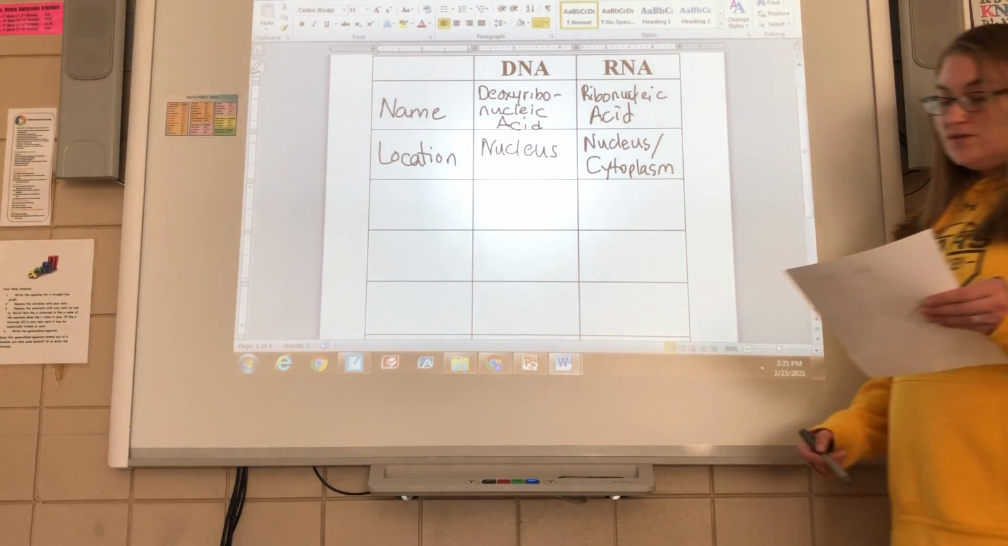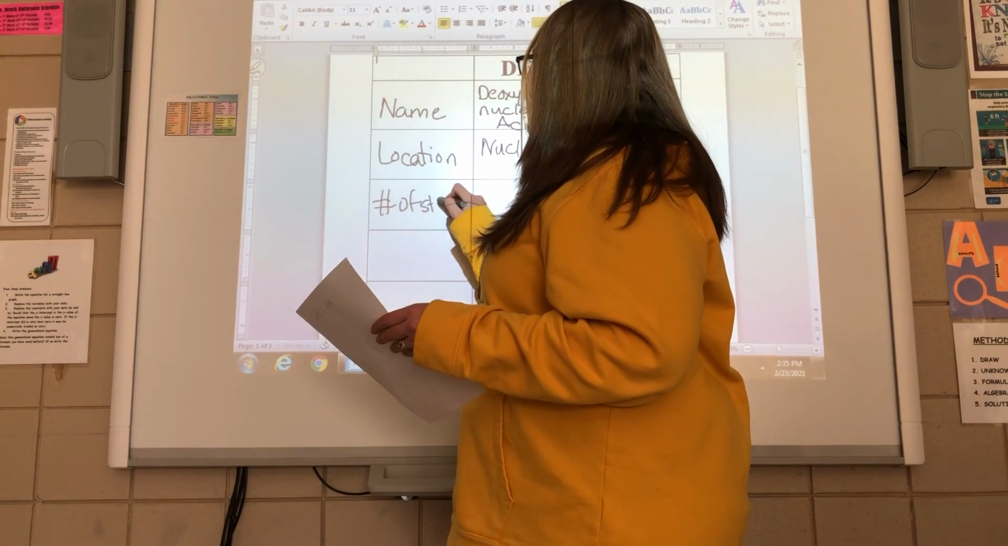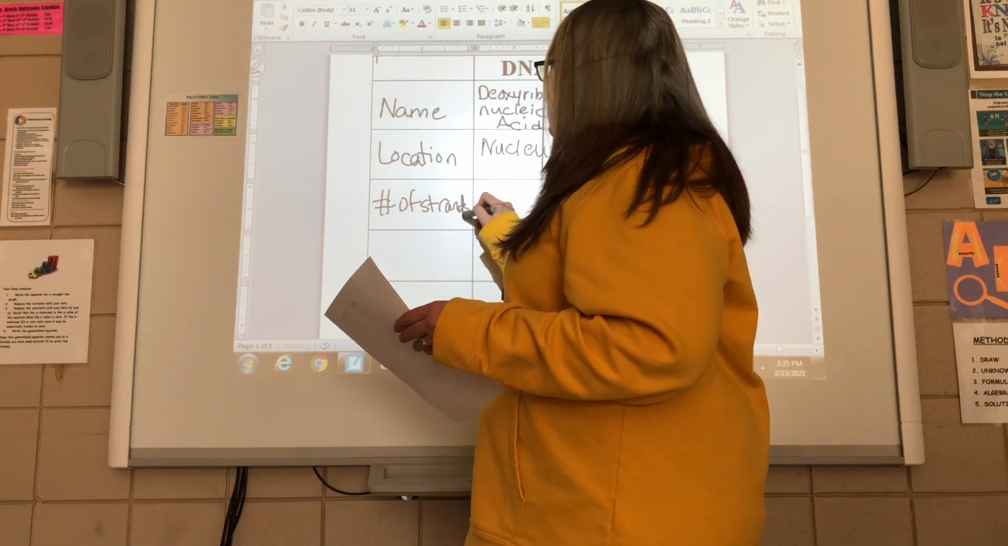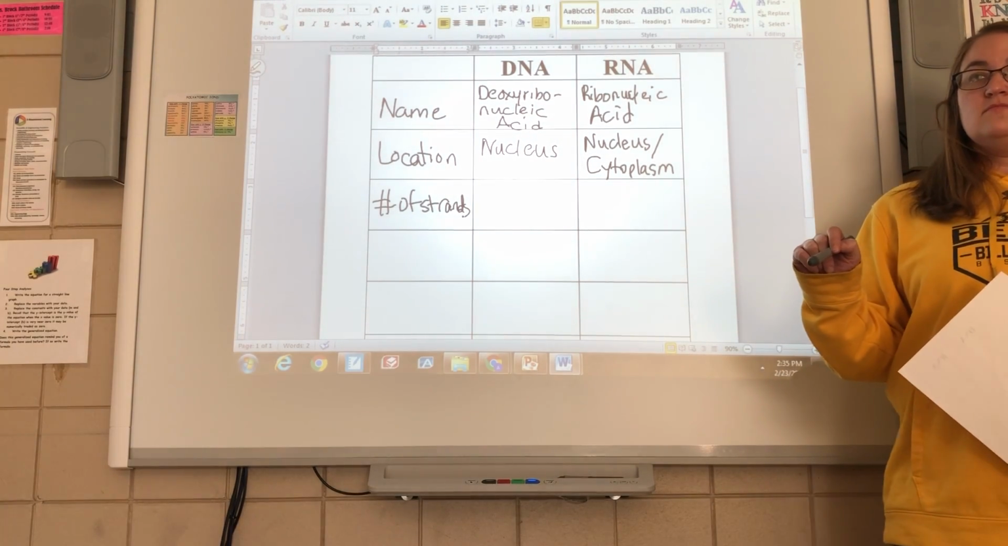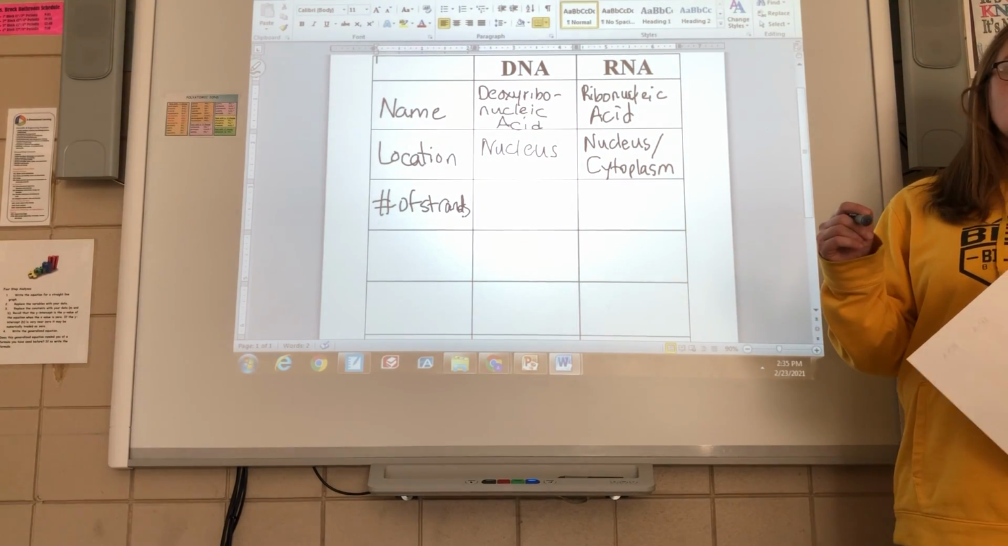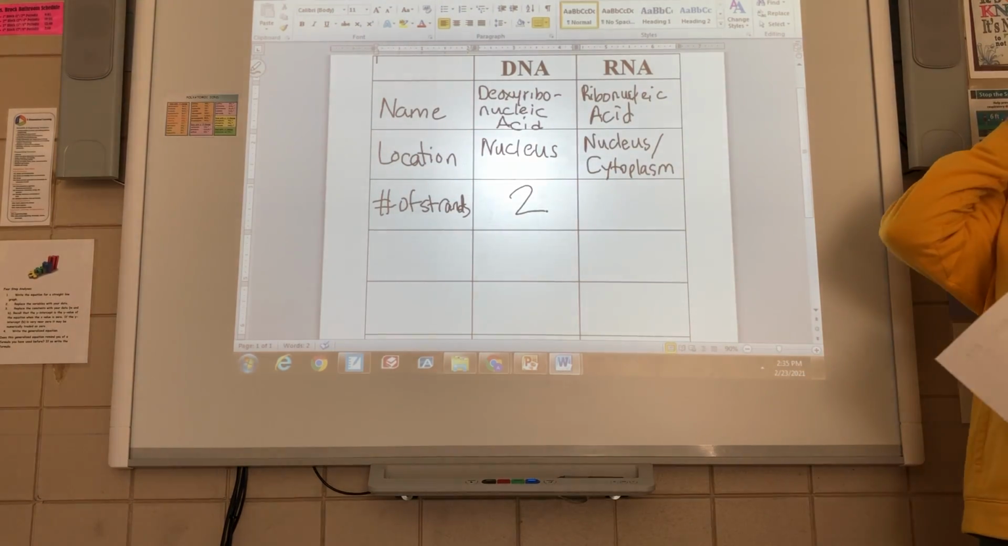All right, so now let's look at the number of strands. How many strands does DNA have? Two. It has two. How many strands does RNA have? One.